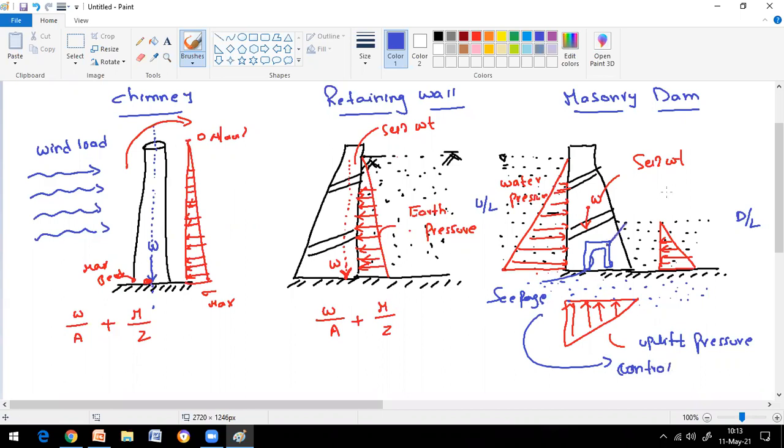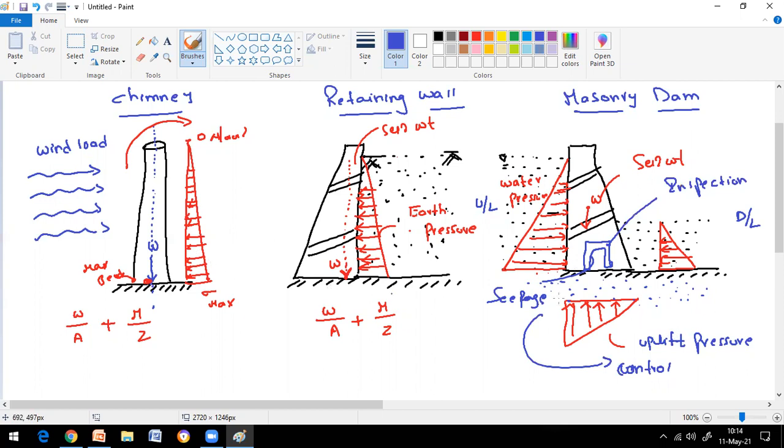Understood? So this is called the inspection gallery. In this inspection gallery, you can see how the water seepage happens from the upstream portion of the dam to the downstream portion. That seepage is always beneficial. We should always allow seepage up to some extent to control the uplift pressure in the dam.